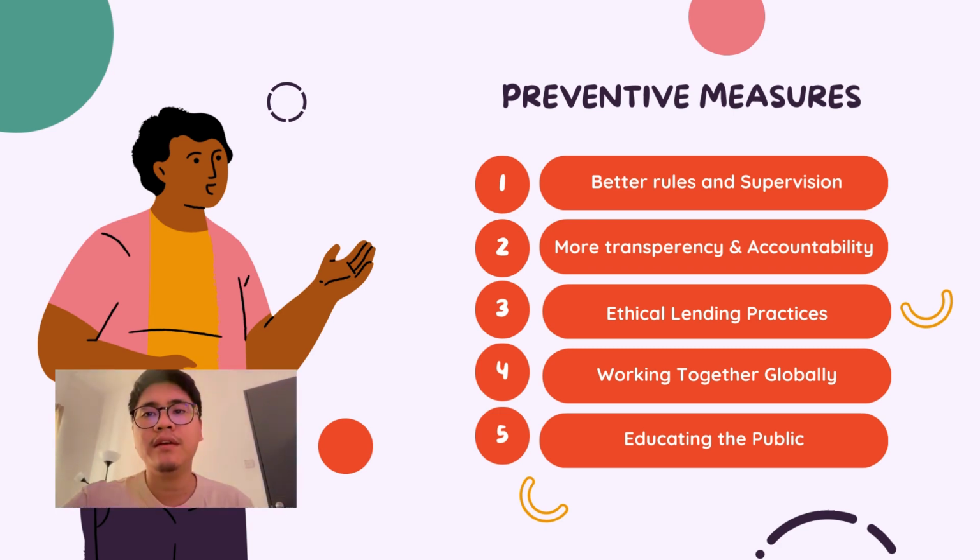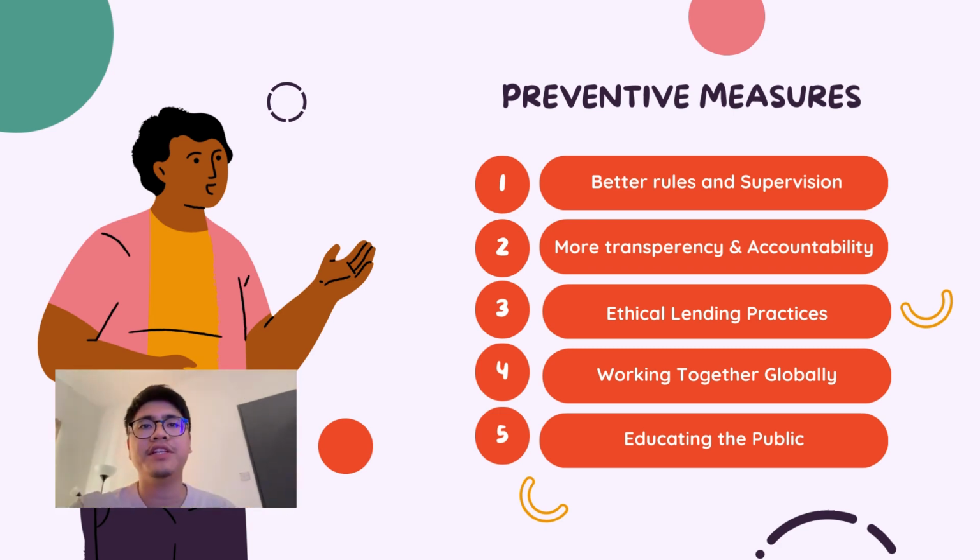First, we need better rules and supervision. What we mean by better rules and supervision is stronger oversight. The 2008 crisis happened partly because there wasn't enough oversight of financial institutions. We need to make sure that all banks and financial companies are closely watched. Regulators should have the power and resources to enforce the rules and step in quickly if something seems wrong.